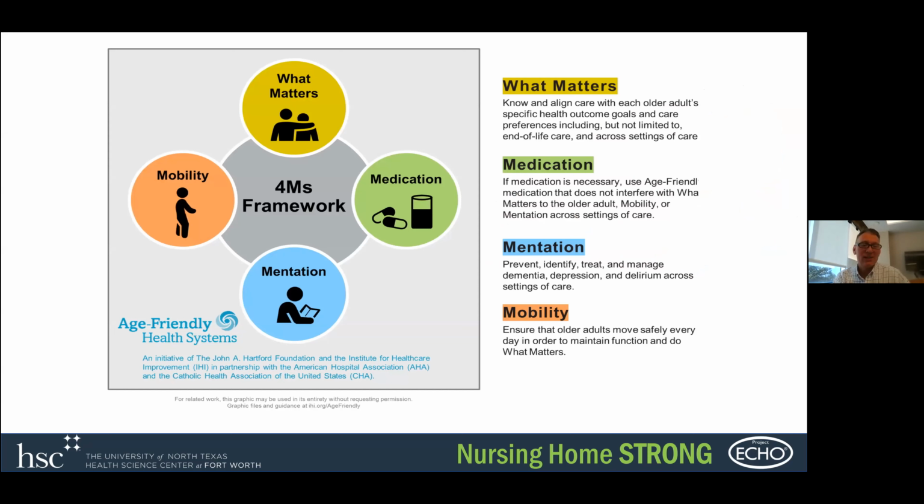So this is all part of, like Dr. Ross said, the 4 M's framework. These 4 M's are linked together: what matters, what's important to the resident. And the medication part we're going to talk about today is that if the medication is necessary, you want to use age-friendly medicine that does not interfere with the other parts of the 4M model. In other words, mentation. We don't want medicines that will produce confusion and dementia. And obviously medicines can also affect mobility and the fall risks associated with that, stability. So we're looking at how these are all connected. And today it's medication.